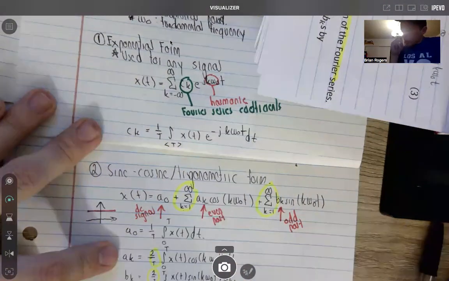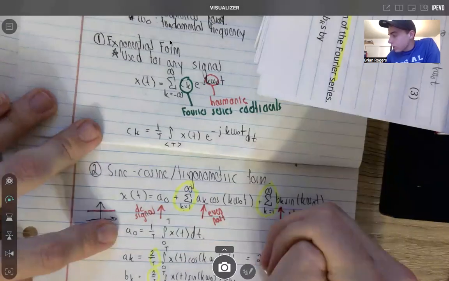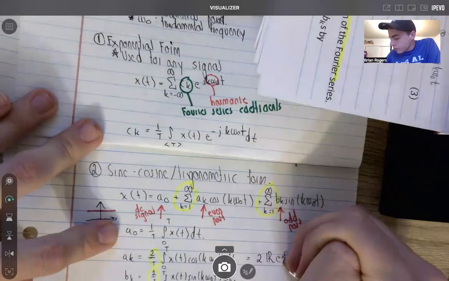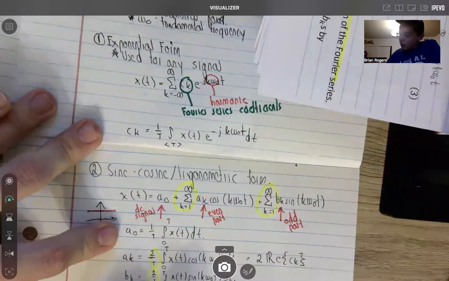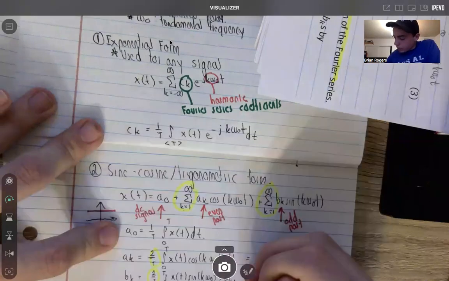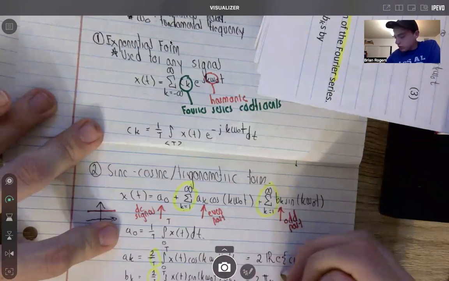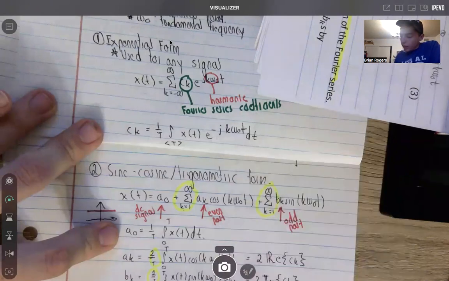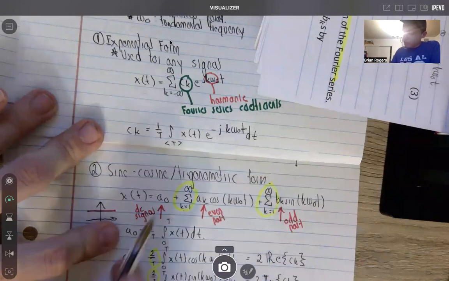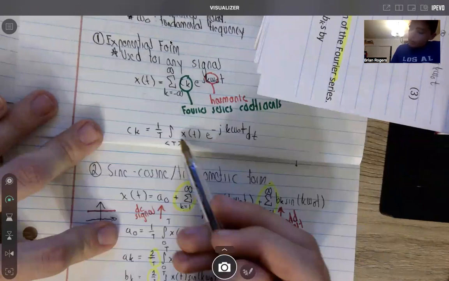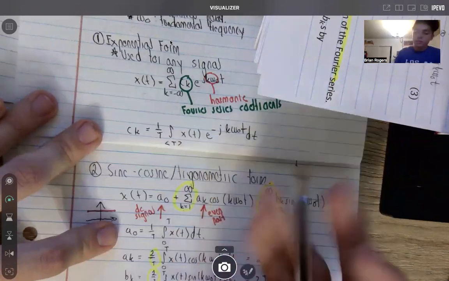So we're going to say that the A of K is going to be equal to twice the real part of C of K, where the B of K is going to be twice, because it's 2 over T, so it's twice the imaginary part of C of K. And then A naught is going to be equal to C naught, because C naught would just be 1 over T, x of t, e to the 0, which becomes 1. So this would just be equal to C naught.